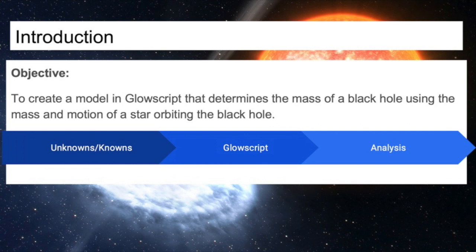I was given a starter code and a black hole with a star orbiting it with the mass of 2.0 times 10 to the 30 kilograms, with the assumptions that the only force acting on the star is gravity and the black hole is located at the origin. I had to make a computational model in GlowScript to calculate the trajectory, path, and forces of the star, and then use those to calculate the mass of the black hole using Newton's law of gravitation.